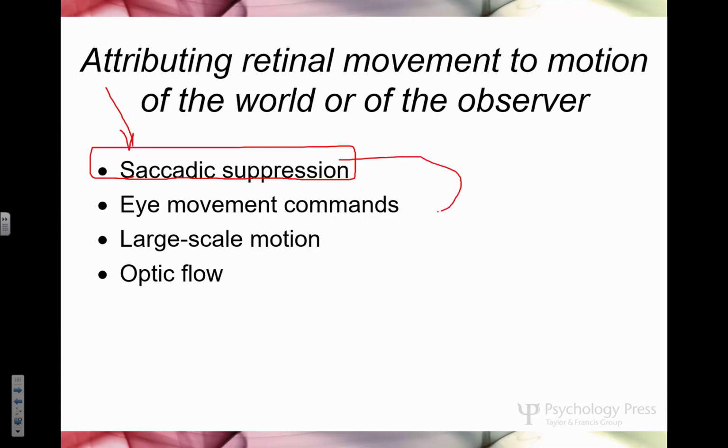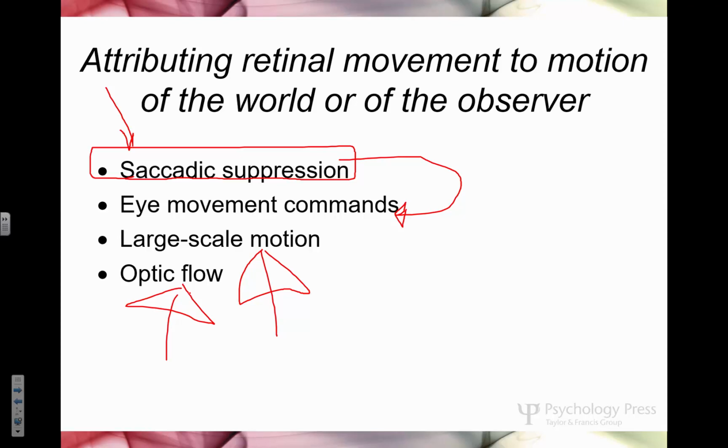And that's, again, all related to these eye movement commands. Secondly, we look for large-scale motion, and optic flow. So we want to look at, is there just a small piece in my visual world that's moving, or are there larger chunks that are moving as well? If everything seems to be moving, then that's probably not the object, that's probably me.